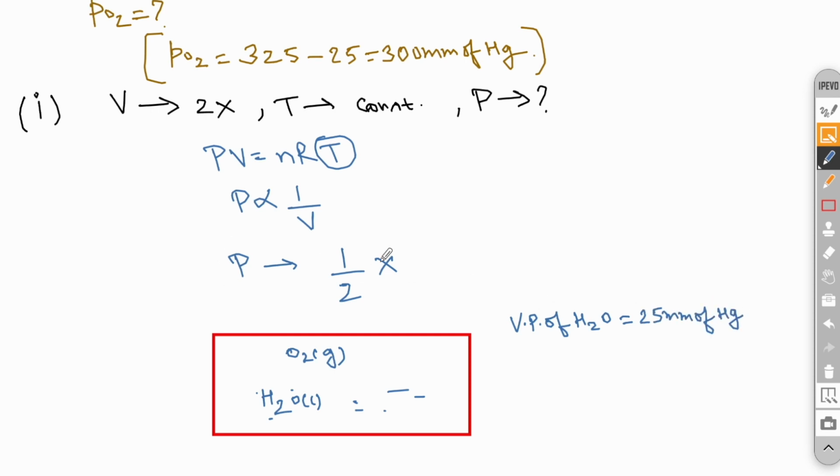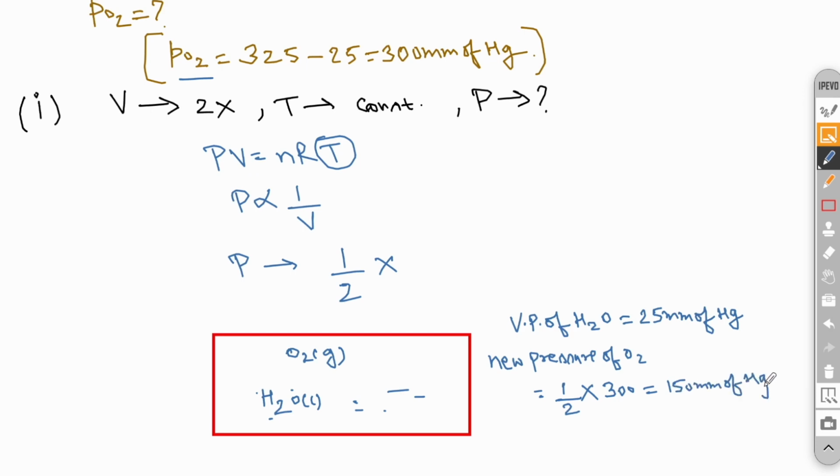So now we'll determine the new partial pressure of oxygen here. The new pressure of O2 gas will be equivalent to half of the original one, which was 300. So it will come out to be 150 mm of Hg, right?